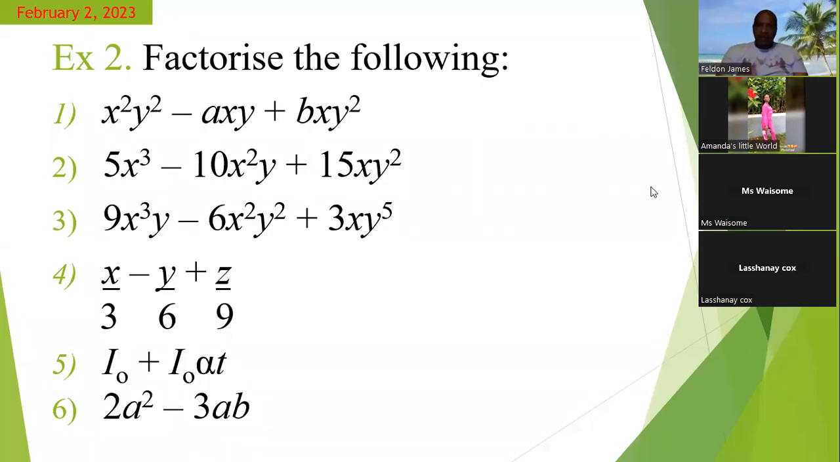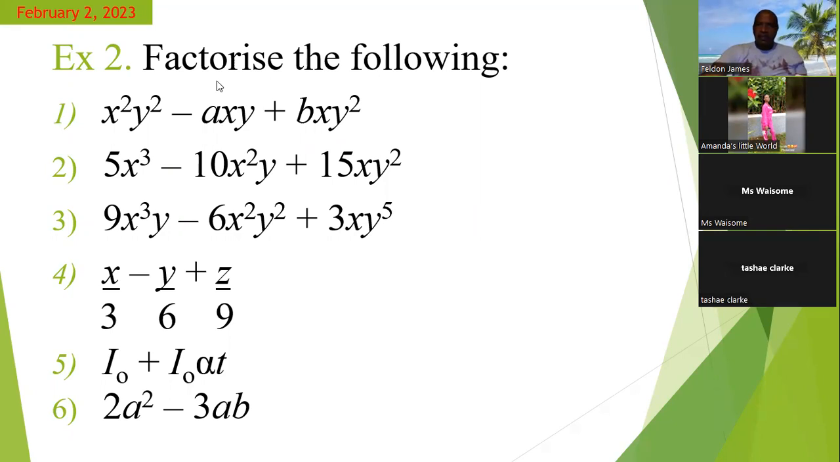All right, so we have question 6 remaining to do for this set of questions from exercise 2. Is there any volunteer who would like to do this one, or should I call on someone? What about you, Ms. Cox?